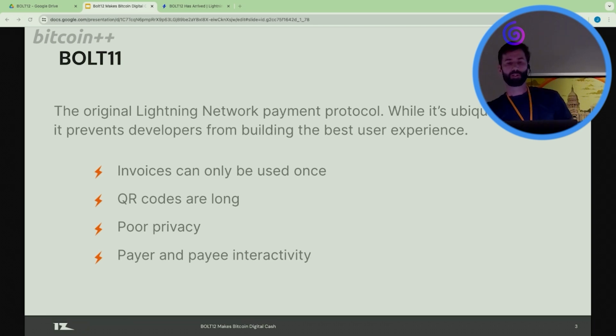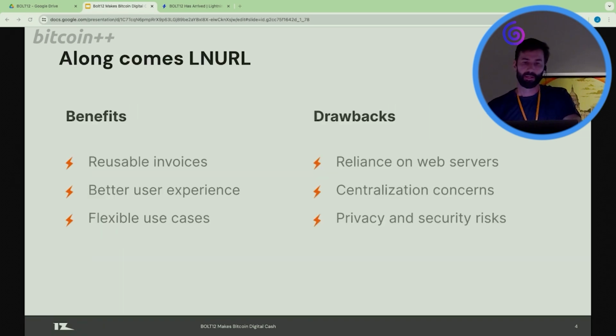It's pretty optimized for a select use case, a customer paying a merchant. It's invoice-based, enabling one-time payments that do not allow reusable payment IDs. So an invoice cannot be reused, for instance, and there are no human-readable names like you might get in a Cash App or a Venmo, right? So those were some drawbacks to BOLT11, and along came LNURL.